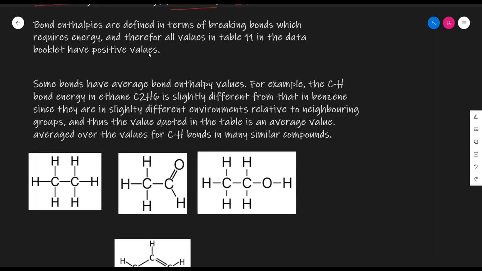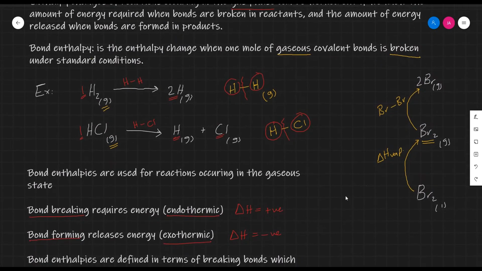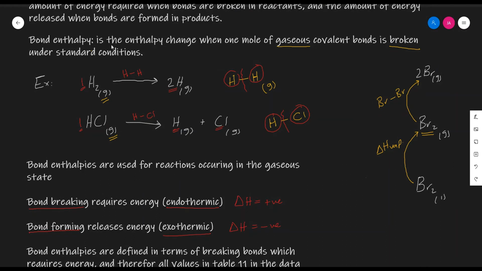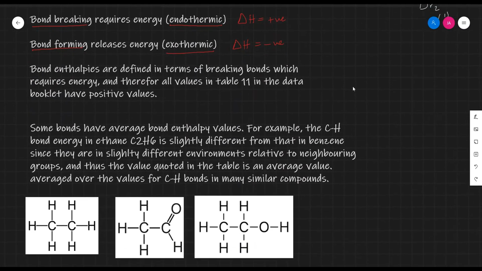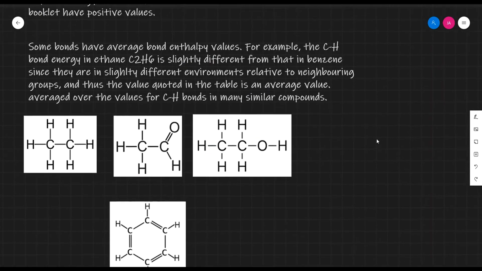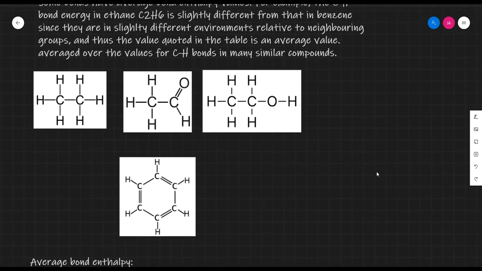Another definition you need to know, these two definitions are actually regularly asked on exams. This is the definition for bond enthalpy. It's the enthalpy change when 1 mole of gaseous covalent bonds is broken under standard conditions. While for the average bond enthalpies, I will discuss what an average bond enthalpy is, and then I will read the definition listed below here.